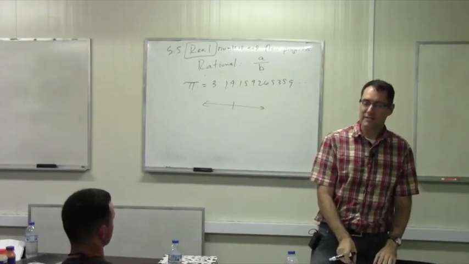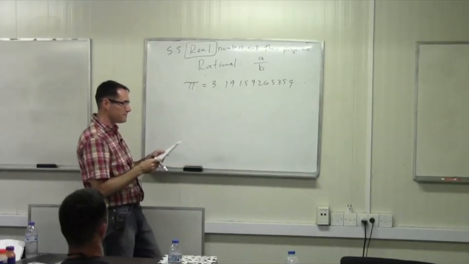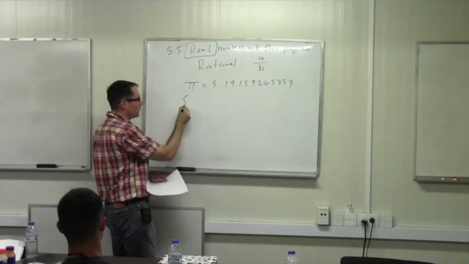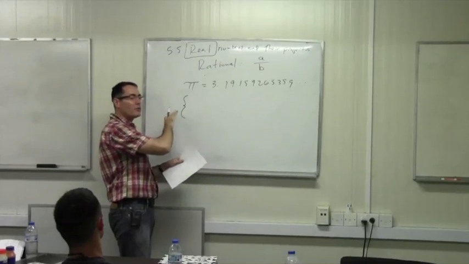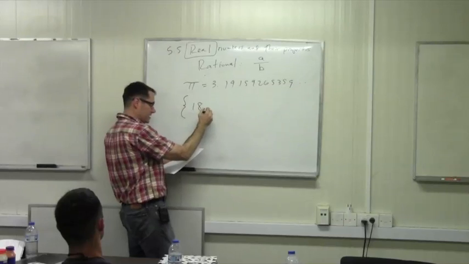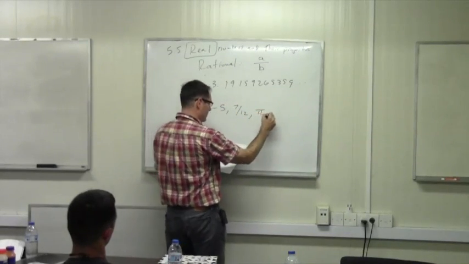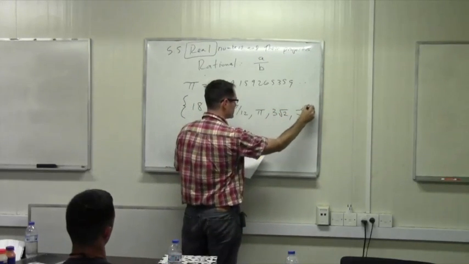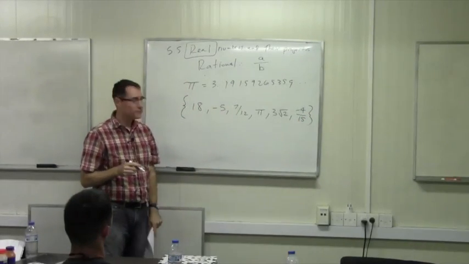All right, so let's see if we can place some of these numbers into various groups. Let's say you had a set, and by the way, that's a terrible curly bracket. There we go. When we write a set of numbers, we'll normally do it in these curly braces like this: 18, negative 5, 7/12 pi, 3 times the square root of 2, and negative 4/15. Those numbers, which ones are whole numbers?